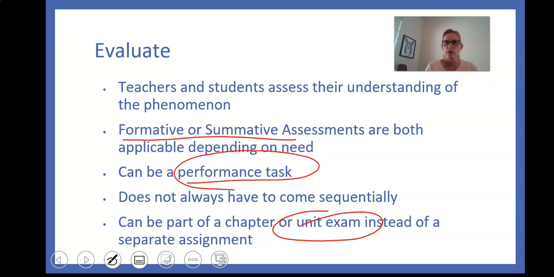It doesn't have to be written. Sometimes I do oral lab reports on Flipgrid. Sometimes kids make a poster for experimental design. It doesn't always have to come sequentially, the Evaluate. You can put Evaluates maybe after other parts. So there are a lot of options you could do for Evaluate.